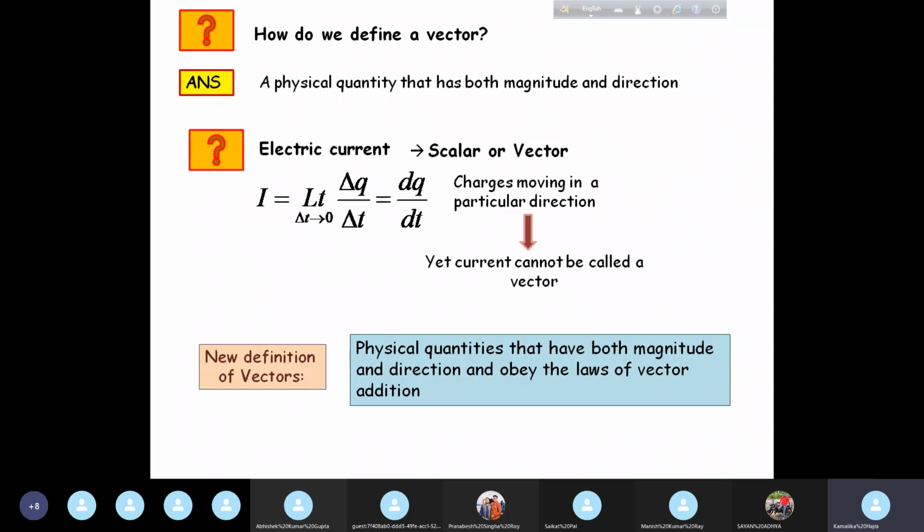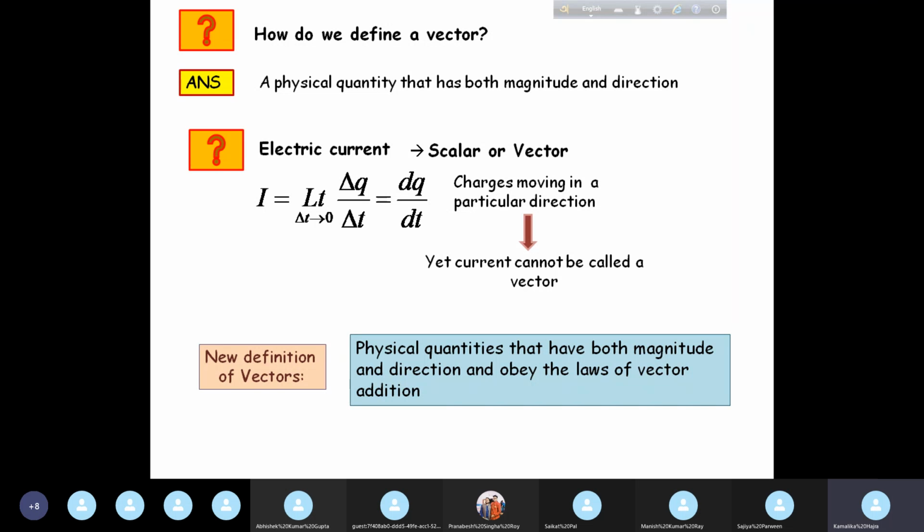So this third point was not there earlier. If you recall the laws of vector addition, then we can add vectors using the triangle law, using the parallelogram law. We will discuss these laws in a few minutes. What I'm trying to say is that a quantity will be called a vector only if, along with the fact that it has both magnitude and direction, like current, it will also obey the laws of vector addition, which current does not do. Okay? So, only if the quantity follows the law of vector addition, then we will call it a vector quantity.